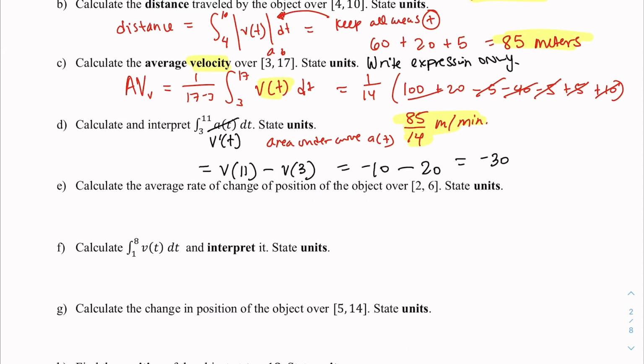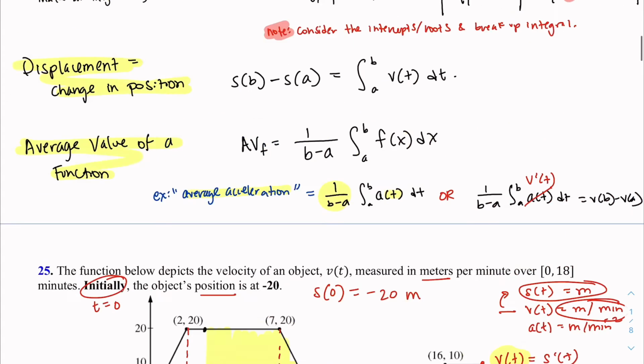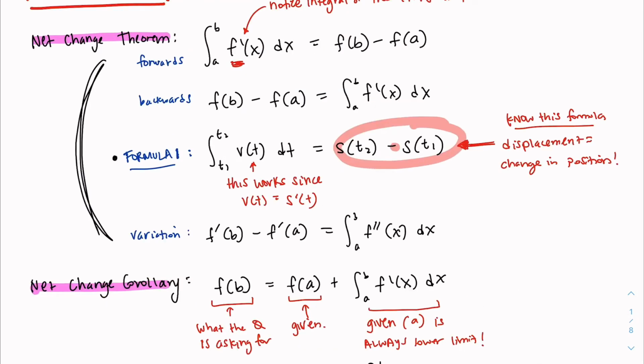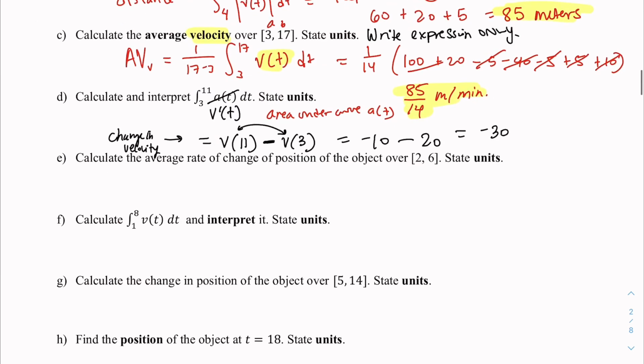Negative 30 what? Well, this is the change in velocity. The change, because of the minus sign, in what? In velocity. Don't get distracted by the a over there. Whatever you're subtracting, it's the change in that. Look up here. We call this the change in position, right? That's our displacement, the change in position. So whatever is on the opposite sides of the minus sign, that's what the change is between. Since this is a change in velocity, our measurement should be in velocity, so therefore we are meters per minute.